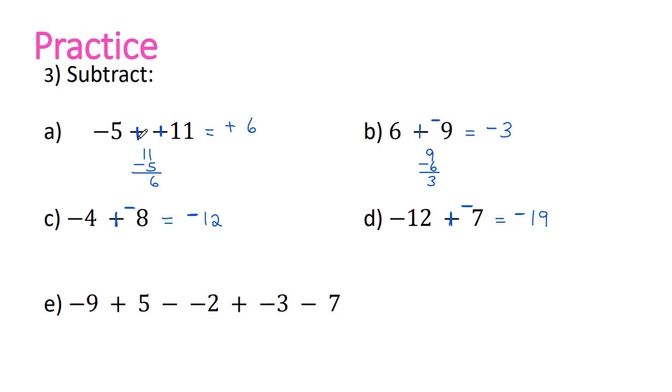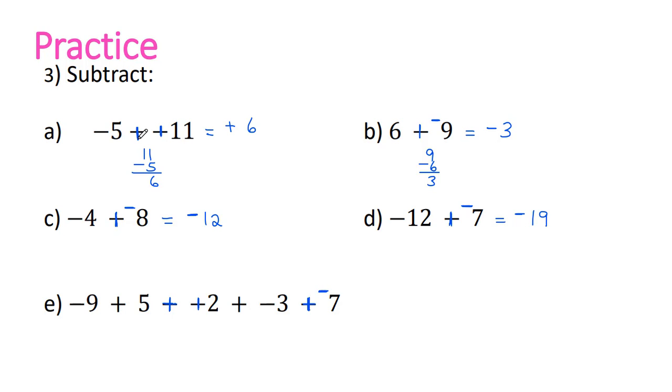For E, we have a longer grouping of numbers. Let's get rid of all of our subtractions and make them addition first, changing the second integer to its opposite. So here we have subtraction. Let's change it to adding, and the negative 2 becomes a positive 2. Here we have negative 3 minus 7, so we're going to change this to adding, and the 7 becomes a negative 7.